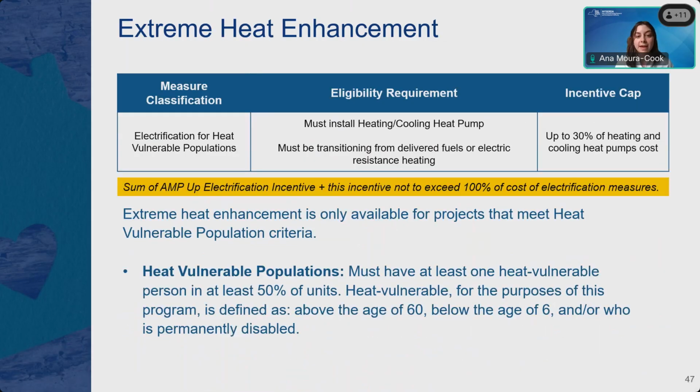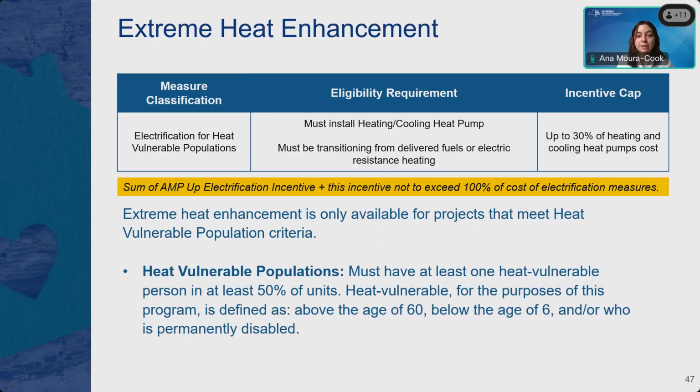Next up, we have the extreme heat enhancement. This one is called electrification for heat vulnerable populations. In general, this is just adding additional incentives towards heating and cooling heat pump measures for heat vulnerable populations or buildings that qualify.